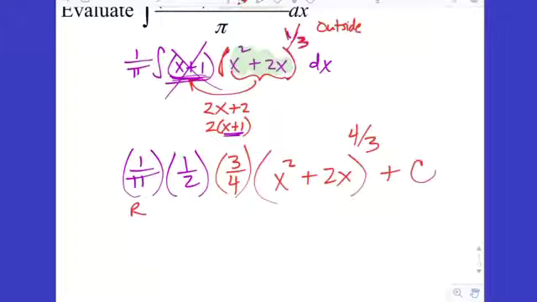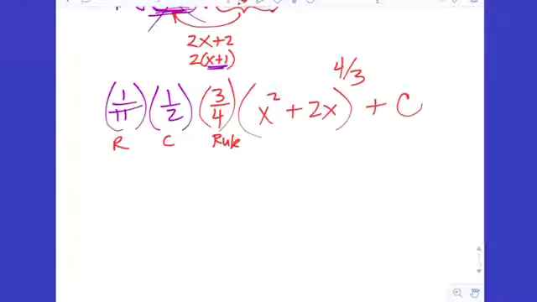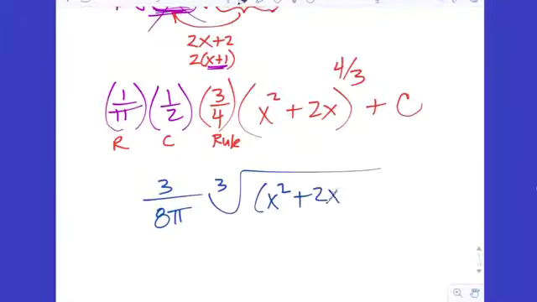So we have our rider, we have our correction, and we have our rule coefficient. Those are the most you'll ever have, those three, or any combination of them. And now you can clean up your final answer, multiplying all your coefficients together. You get 3 over 8 pi, and you could call this the cube root of the quantity x squared plus 2x to the 4th power and plus c.